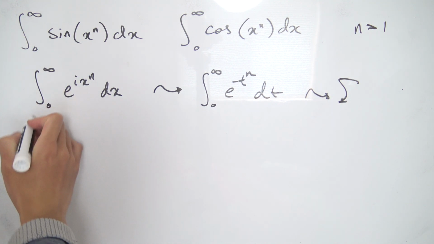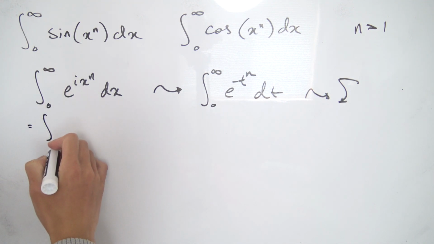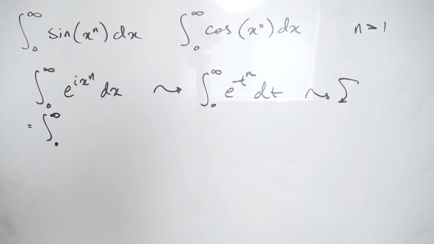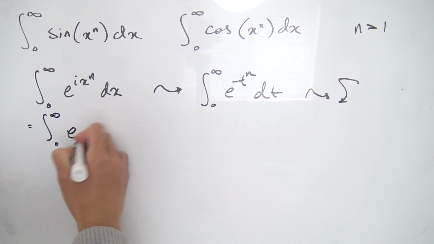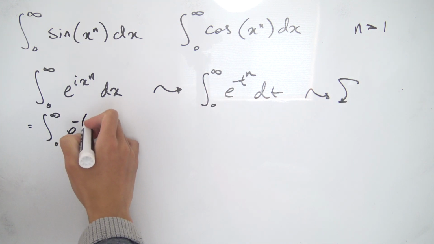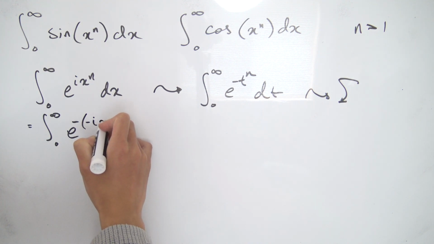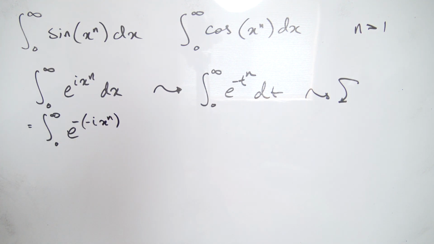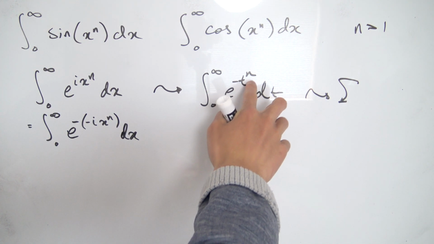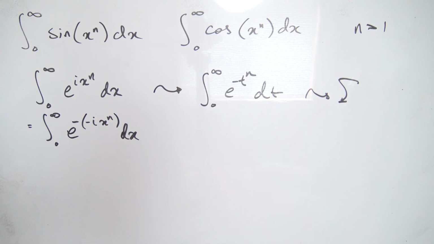The first step to do this is, we want a negative over here. So why not just introduce a negative in the exponent? We have the integral from 0 to infinity of e to the minus, and we can't just put a negative in, we have to counteract that with another minus, a minus i, and then x to the n, like so. So these two integrals are still the same thing. Now I want to turn this inside into something to the nth power.